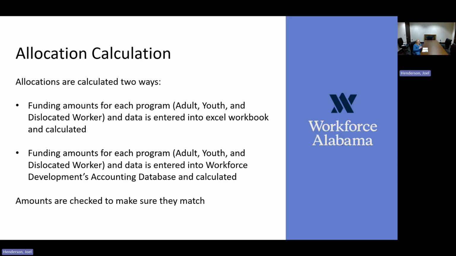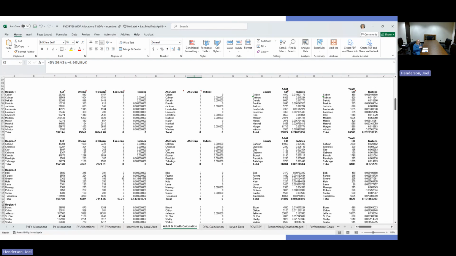We also have that formula in our accounting database now. We've been using it that way about 2 years or maybe 3, and it runs the calculation as well. We compare the two and make sure the amounts match from each method, just to make sure we don't have any errors. Okay, next slide. This is just a screenshot of our Excel workbook. As you can see, there are a lot of tabs that do the calculations and then roll up into the PY or FY allocations.